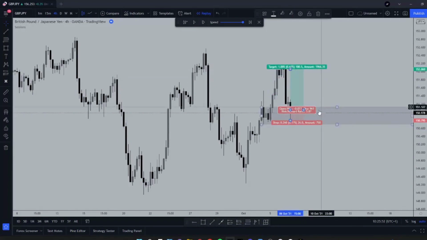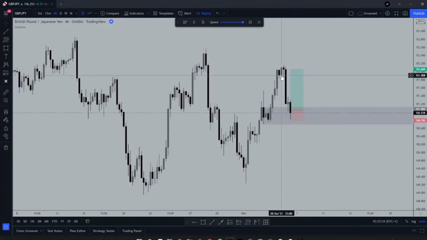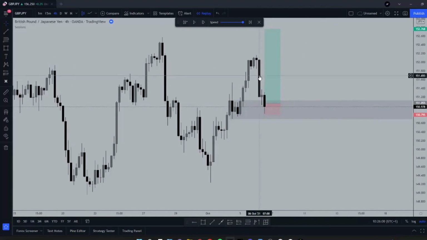So let us see if we can target 100, which wouldn't be a great risk to reward. We wouldn't be happy with it. So maybe we're going to target the next high or the next high. And we're going to see how price reacts when it's 50 to 100 pips in profit. We're going to see how it reacts to this level.